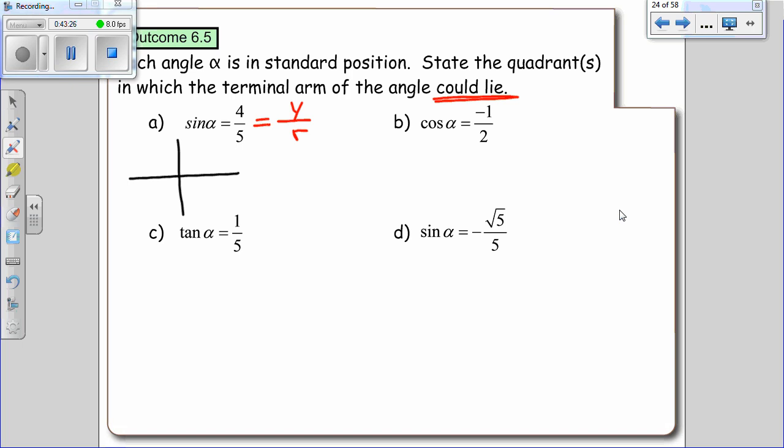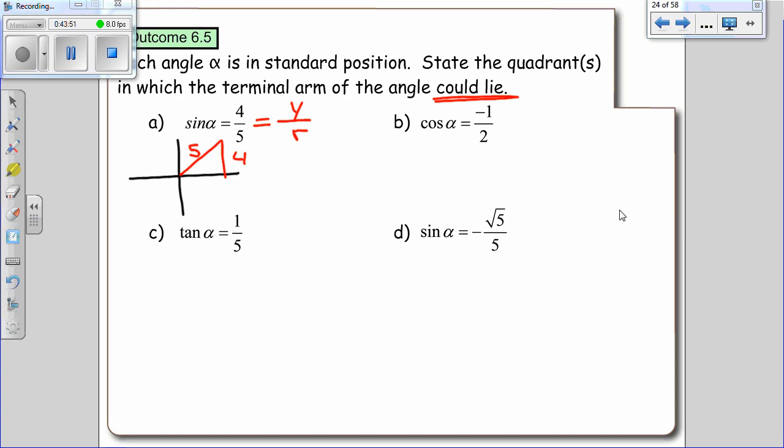There's somewhere else I could build that triangle. Where else could I build that triangle? Which quadrant? Quadrant 2. I could build that because y is 4, r is 5. See how that works?